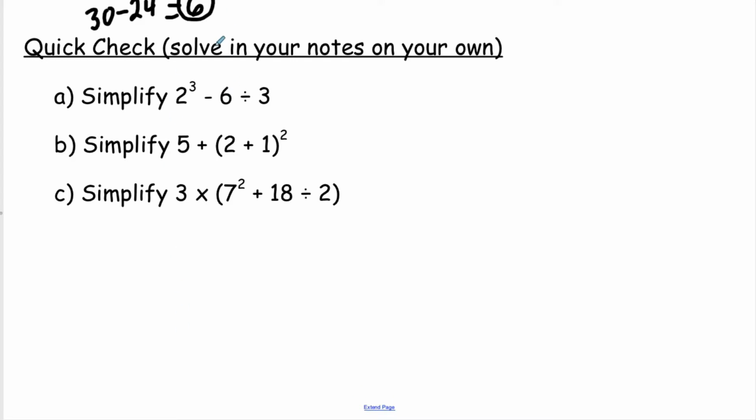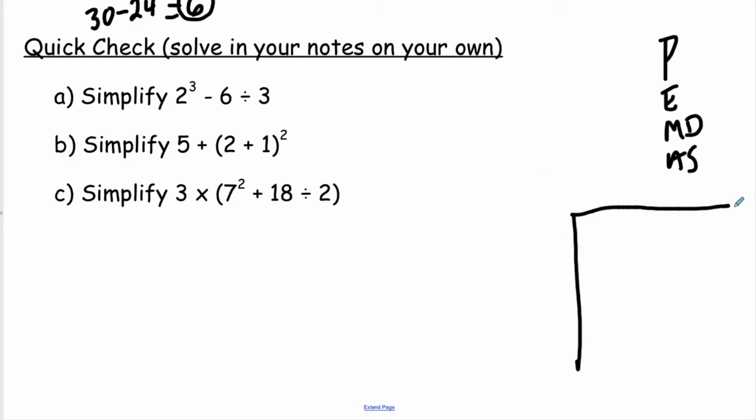So the first one I've got 2 to the 3rd power minus 6 divided by 3. I like writing out my steps just so I can check myself as I go. Parentheses for this one, nope, but there are exponents, so that's my first step, 2 to the 3rd power. Remember, 2 is the base, 3 is the exponent, 2 times 2 times 2, 3 times. So 2 times 2 times 2, I'm going to work this problem out over here, is 8. Bring everything else down that you didn't use.